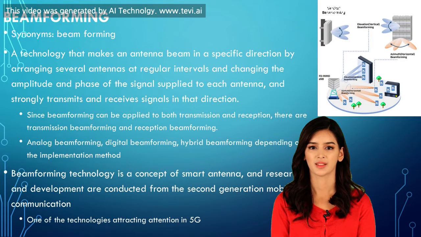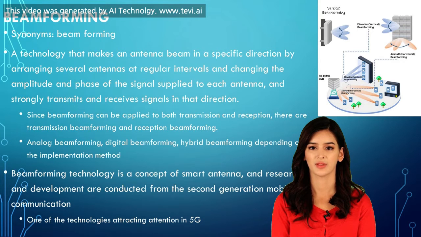Beamforming. The synonym is called beamforming, and beamforming is also mentioned in analog beamforming. Beamforming can be applied to both transmission and reception, so there are transmission and reception beamforming, and there are analog beamforming, digital beamforming, and hybrid beamforming. This beamforming technology has been researched and developed since the second generation mobile communication under the concept of a smart antenna, and is one of the technologies attracting attention in the fifth generation mobile communication.